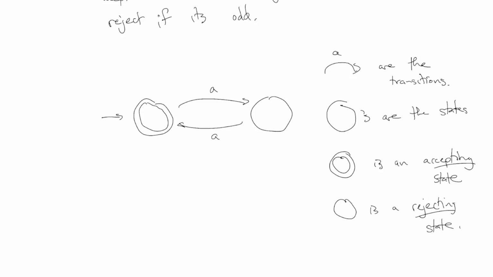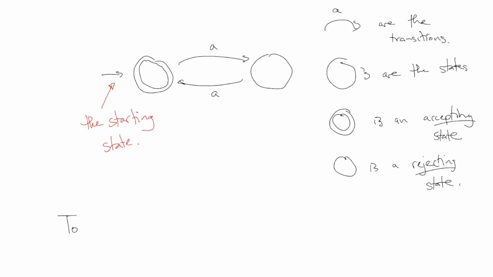And then that arrow pointing from nowhere onto the first state on the left indicates the starting state. So this arrow tells you where to start. All right. And how does this diagram describe a machine? To evaluate a string, you start in the starting state, which is the one on the left in this example.